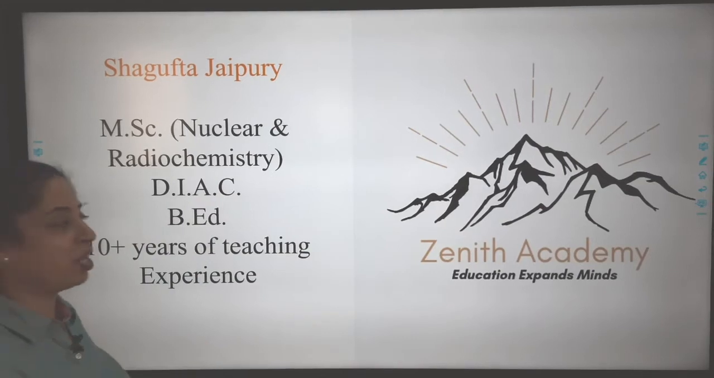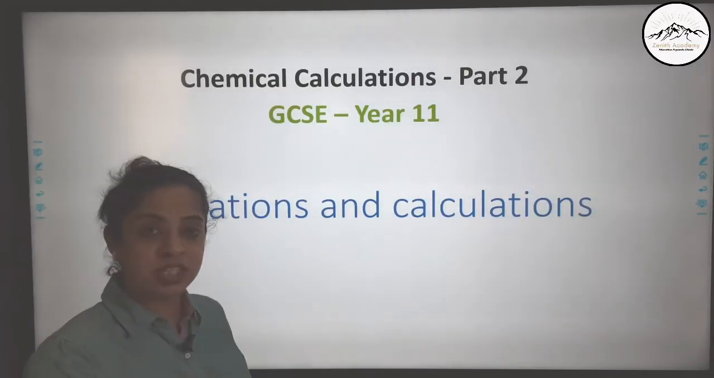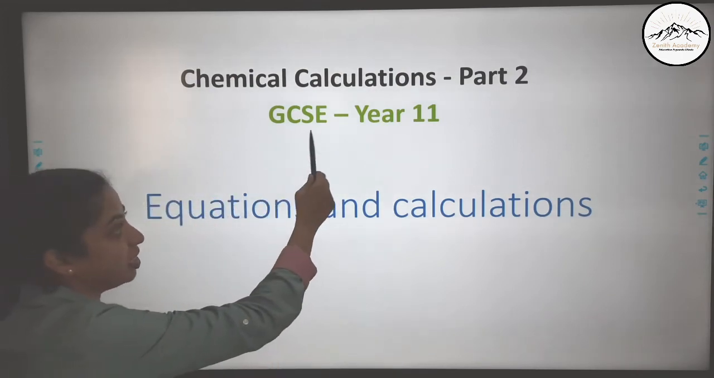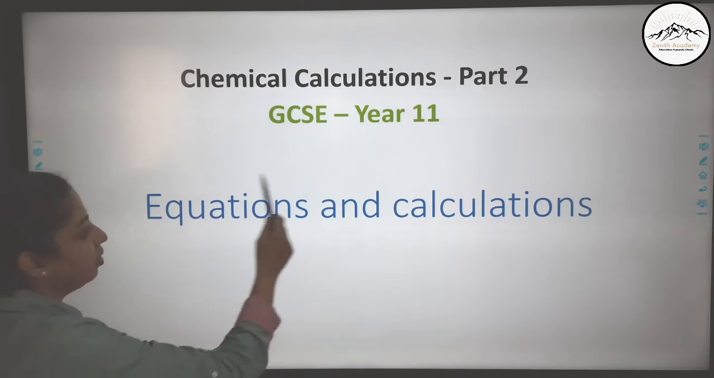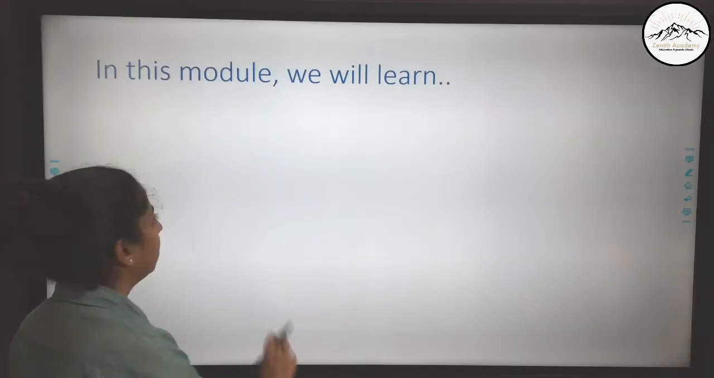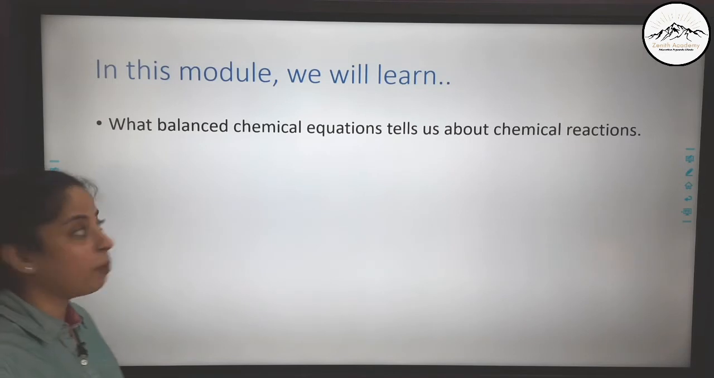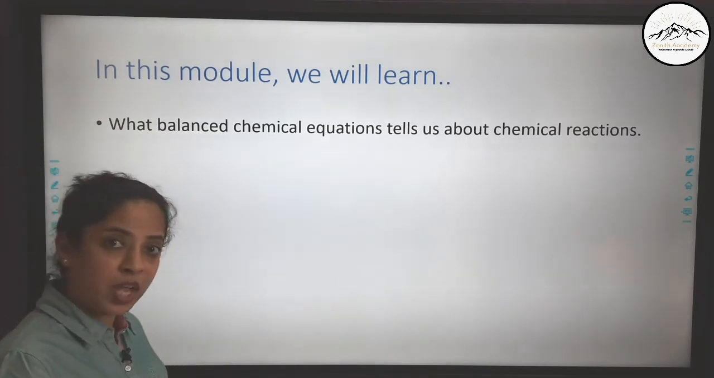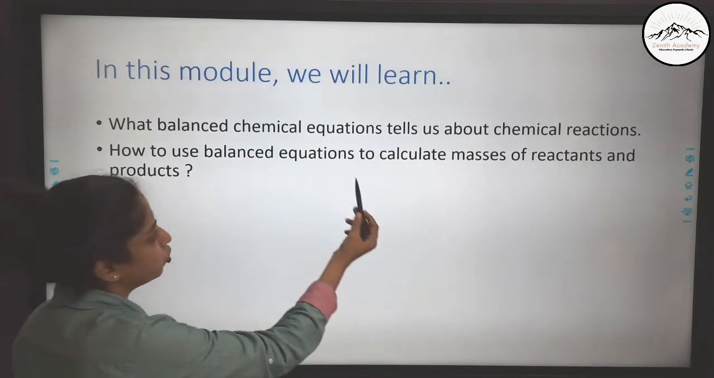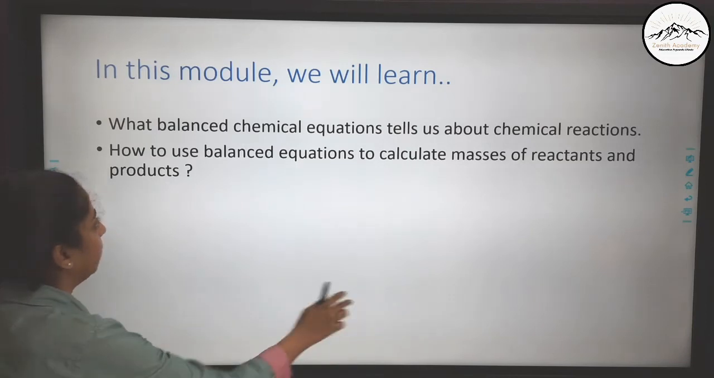My name is Shagufta Jaipuri, and today we are doing the chapter Chemical Calculations, and we are on part 2 of the chapter Chemical Calculations for GCSE year 11. And in this module we will be talking about equations and calculations. So in this module we learn what balanced chemical equations tell us about chemical reactions and how to use the balanced equations to calculate masses of reactants and masses of products.